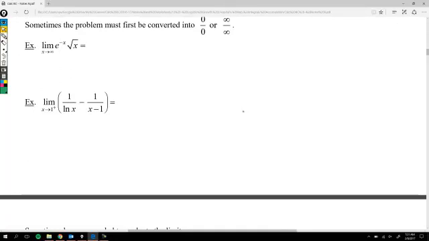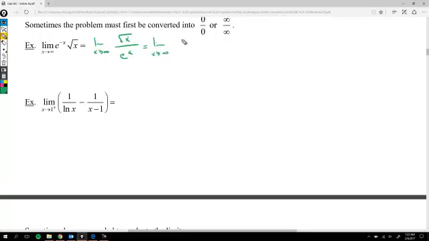So sometimes we gotta do a little work first, which is fine. So here, all I have to do is rewrite this as a fraction. So I have the square root of x on top and e to the x on bottom. Remember, if you have a negative exponent, you can bring that to the denominator. And so now if I plug in infinity, I have infinity over infinity, which is what I want.